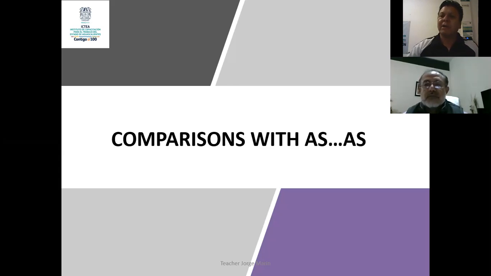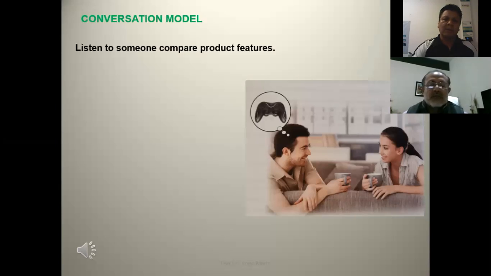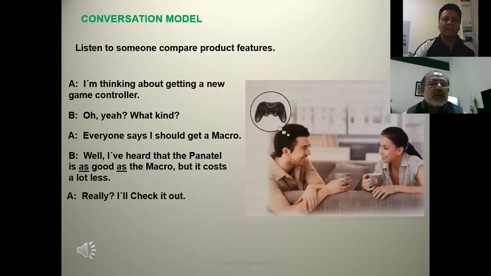We studied before in other classes the comparison with comparatives and superlatives, but now we have the comparisons with as. Look, we have a conversation model. Look that we have this couple drinking maybe coffee, and we're going to listen to them. What are they doing? Page 103, conversation model.